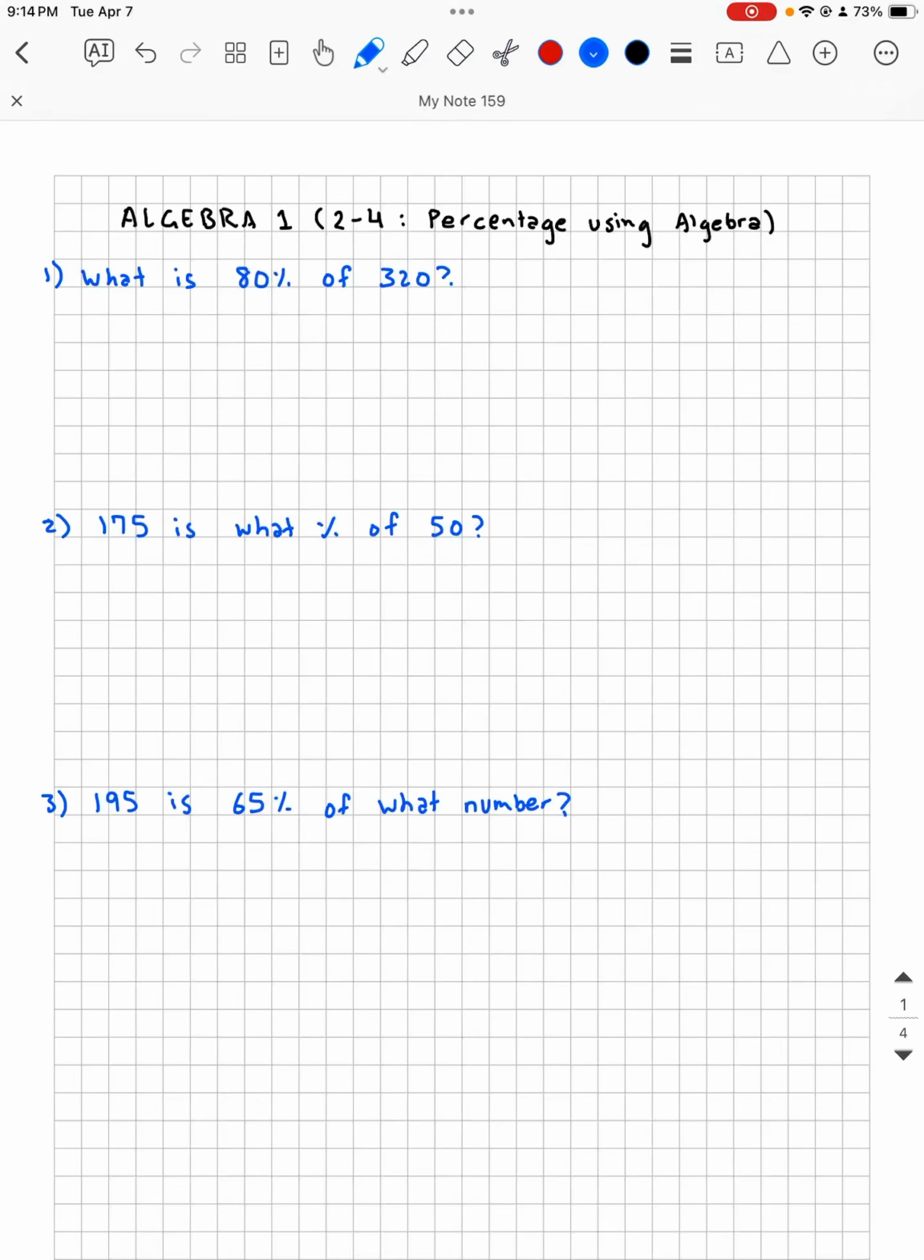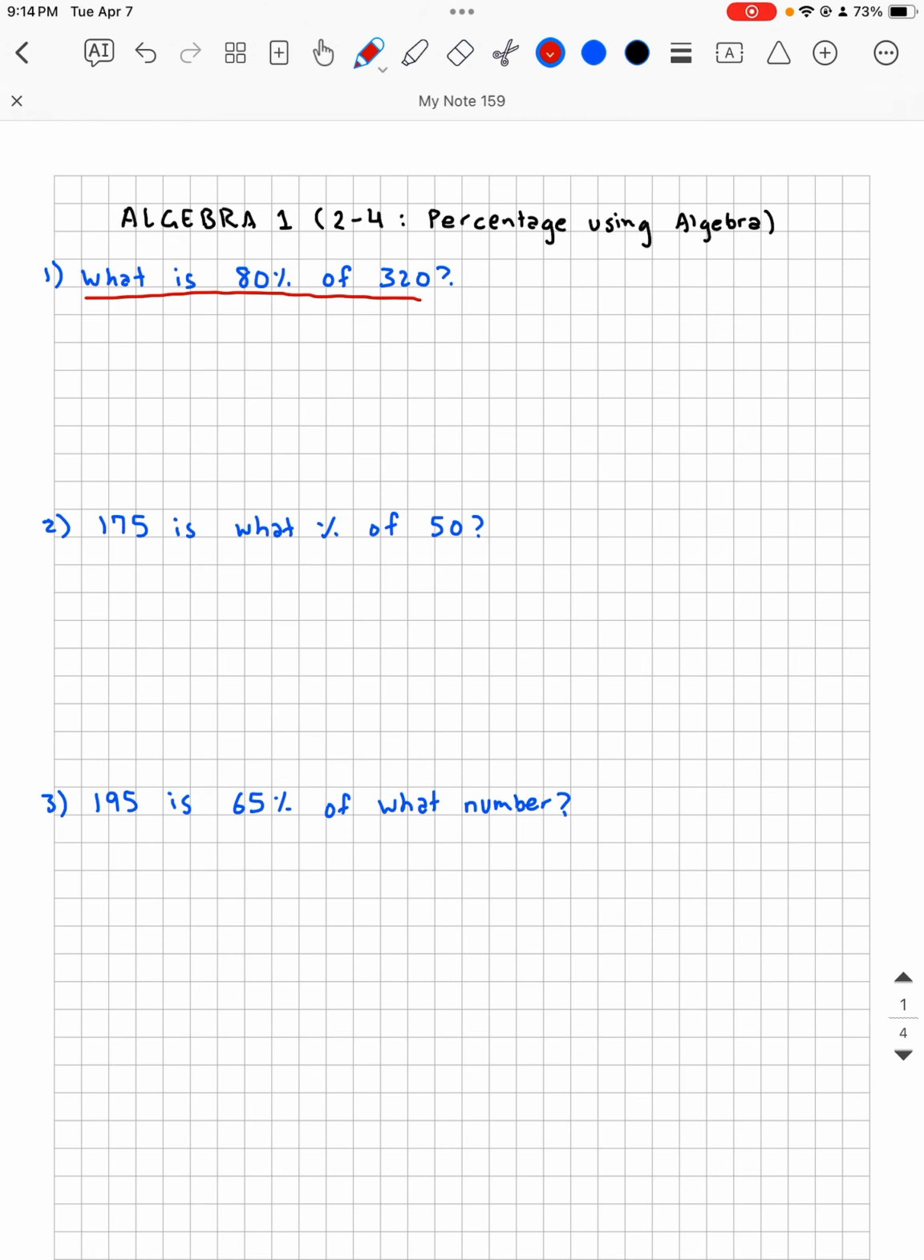In this section of Algebra 1, we are going to pace back a little bit to some pre-algebra. What we're going to do is solve for percentages using the algebra that we learned in this chapter. So going first to number 1, you've probably seen this problem before and you probably solved it a different way, but this time we'll take a different approach.